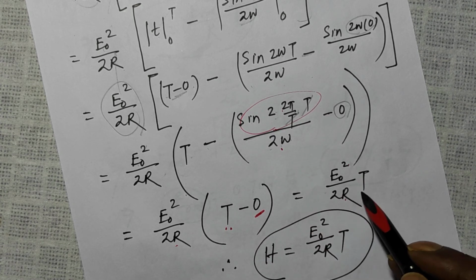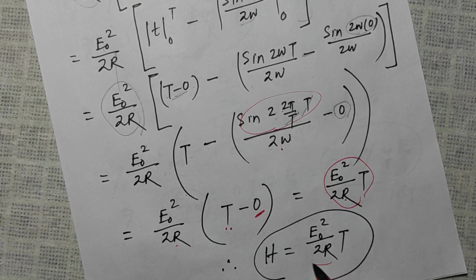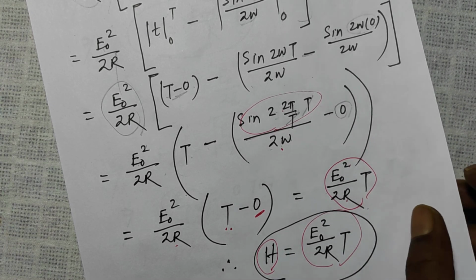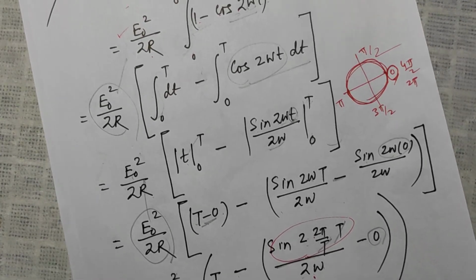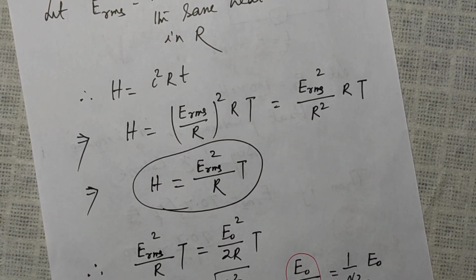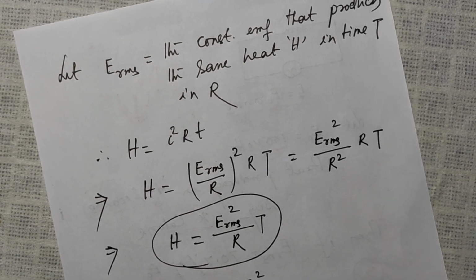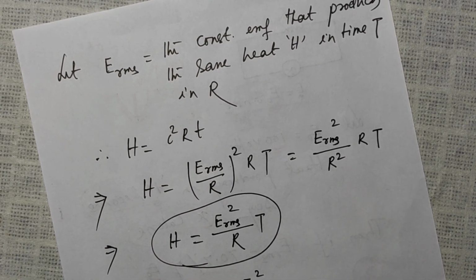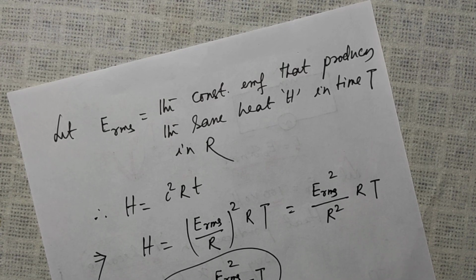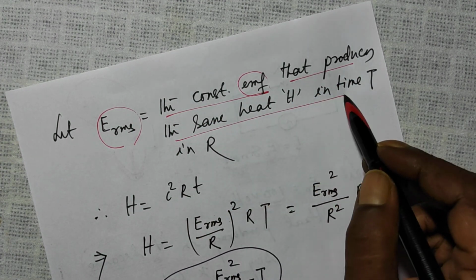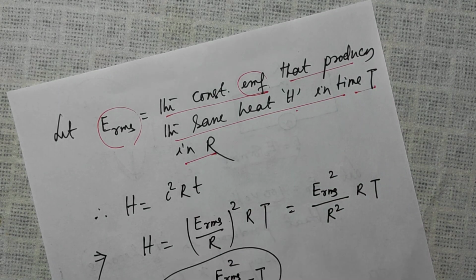So E naught square over 2R into capital T is the heat produced in time T when the alternating voltage is applied across the resistor. Now, which constant voltage will also produce the same heat across the same resistor in the same time? That constant voltage will be called the ERMS. Let ERMS be the constant EMF that produces the same heat H in time T in R.